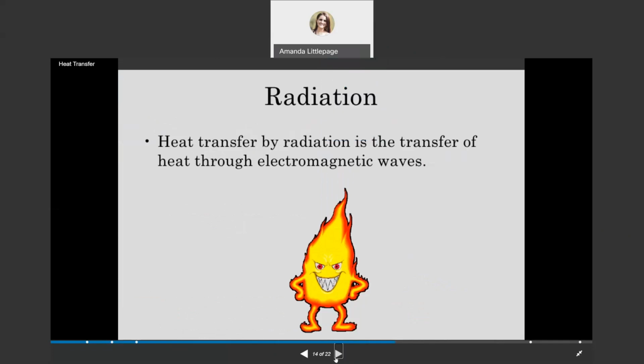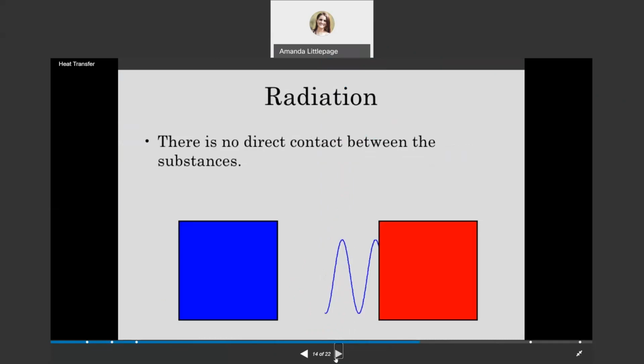The second form of heat transfer we've been talking about is radiation. This is basically the movement of heat through electromagnetic waves. What's interesting here is that there is no direct contact, and there doesn't have to be. That's because radiation heat energy can move with no medium. It doesn't have to be in contact. It moves out from the heat source in a wave-like pattern and then is absorbed by other sources around it.